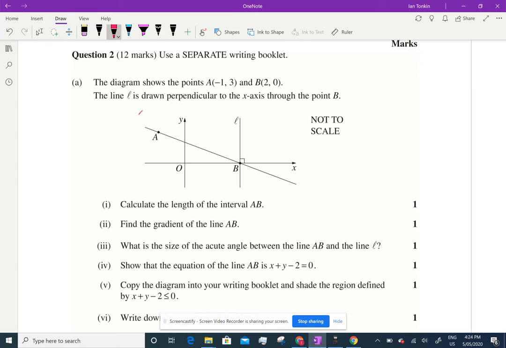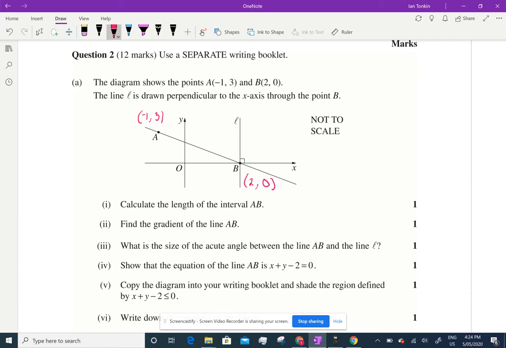First of all, they give us the coordinates of some points. So we know that this is the coordinate 1, -1 and 3. And this is the coordinate, I'm going to write it below because I'm going to have a whole lot of other stuff there, 2 and 0. Oh, that's a terrible 0. All right. Calculate the length of the interval AB.